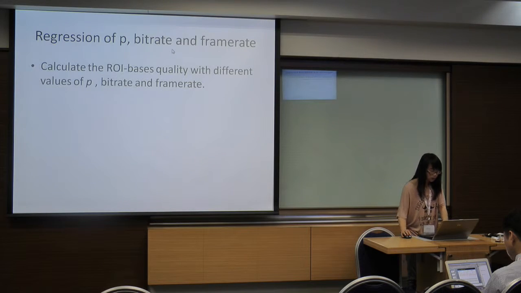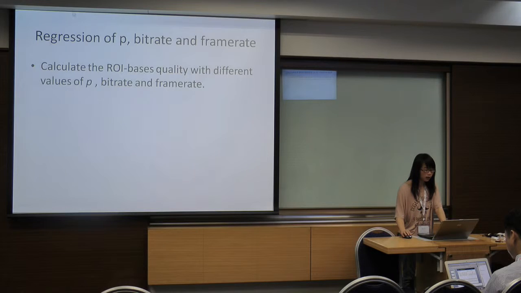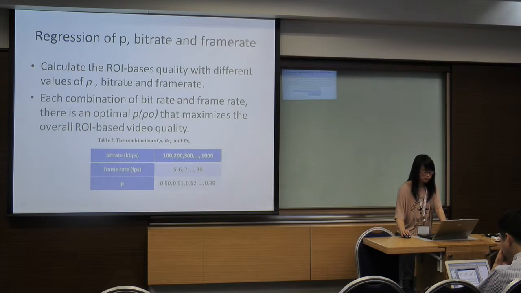So we have to regress the P and the bit rate, because we have to calculate the optimal P so that we can allocate the bit rate between the ROI and the non-ROI. So we calculate the ROI based video quality with different values of the bit rate and the frame rate. For each combination of bit rate and frame rate, there is an optimal P that maximizes the overall ROI based video quality.